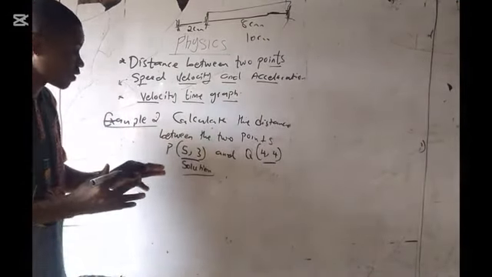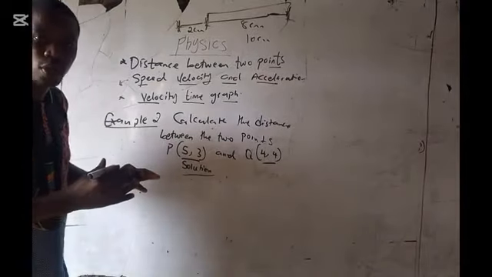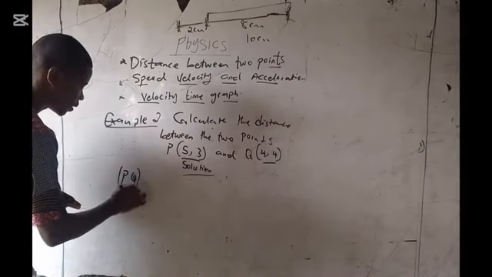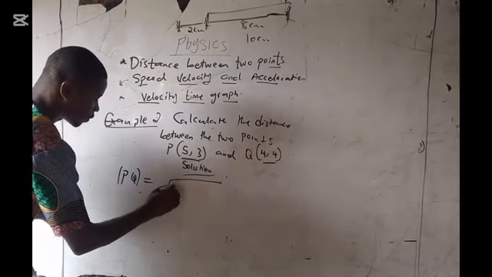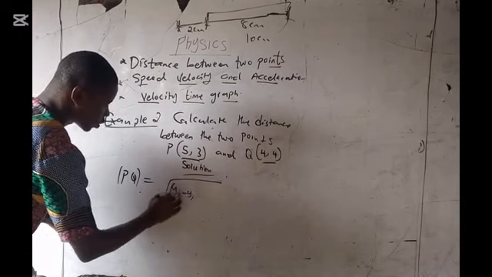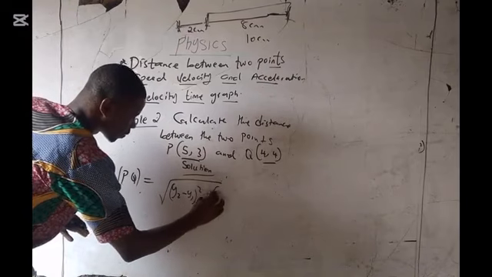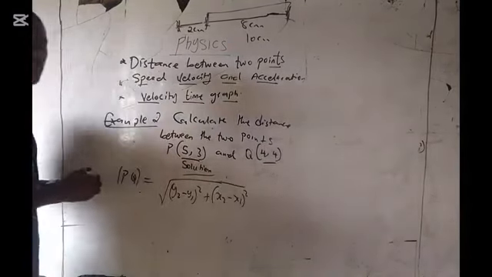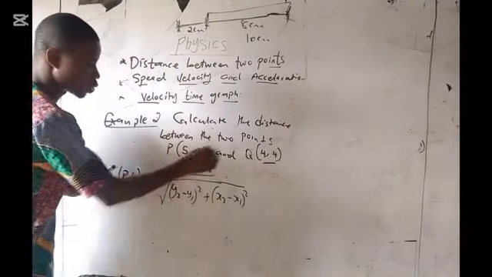Okay, now that the formula has been derived, all you need to do is apply it. Remember, our formula is PQ equals the square root of (y2 minus y1) squared plus (x2 minus x1) squared. This is the simple formula we applied, and all you need to do is substitute their respective values.